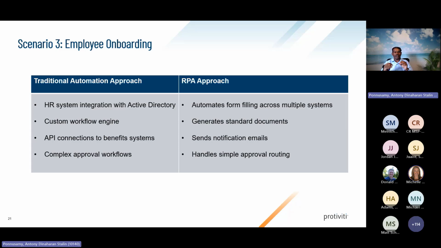So whenever you have complex systems, you can go for traditional automation. When you have a very simple, standard process, RPA works best. So what we are giving with these three examples is that you need to decide based on your complexity what to implement, whether traditional automation is best or RPA is the one.